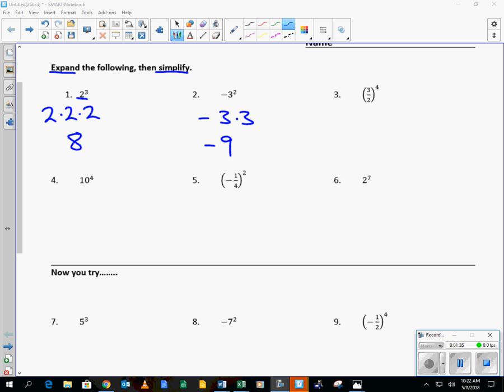Next one is a fraction. You guys are really good at fractions. We take 3/2 and we multiply out 4 times. And as you multiply, you remember that multiplying fractions, you multiply the tops. 3 times 3 is 9, times 3 is 27, times 3 is 81. 2 times 2 is 4, times 2 is 8, times 2 is 16.